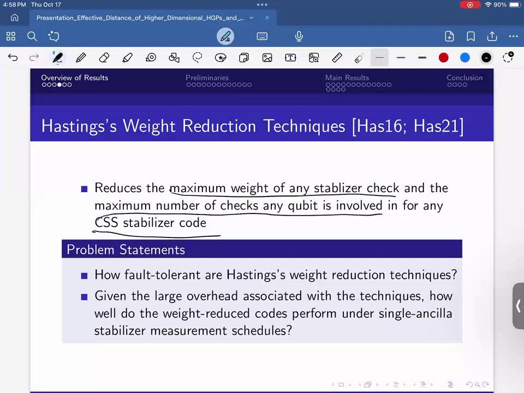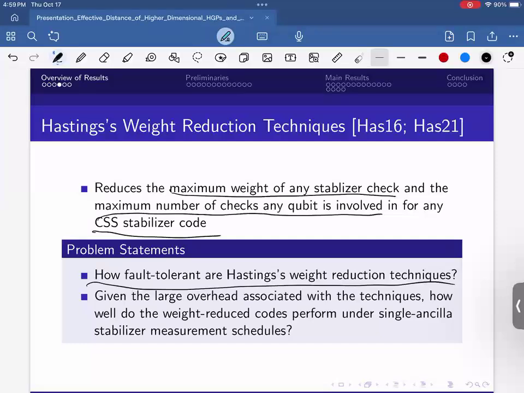And then lastly, for this work, these are the problem statements that anchor the research direction that we were looking at for this project. How fault tolerant are Hastings' weight reduction techniques? Fault tolerant is a term that people like to throw around a lot, and it's not really properly defined. So in this case, we're interested in, let's say, a code before weight reduction that has certain fault tolerance properties. Maybe it performs pretty well even when you have single ancillas used for your syndrome measurement circuits. After you perform weight reduction, is it still amenable to single ancilla measurement circuits? Or does it suffer significant distance loss, or this kind of thing?